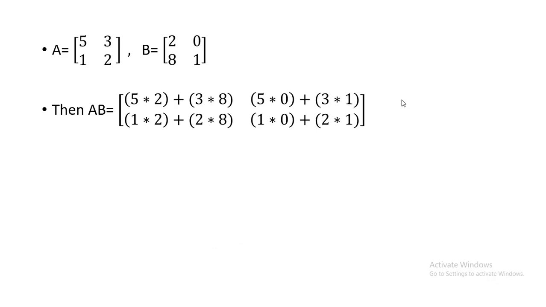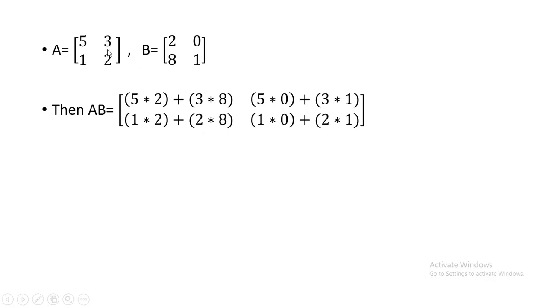Okay, now you can see next, first row second column. The first row first column element of matrix A is multiplied by the first row second column element of matrix B. Then the first row second column element of matrix A is multiplied by the second row second column element of matrix B. So that's how it's written: 5 multiplied by 0, 3 multiplied by 1.